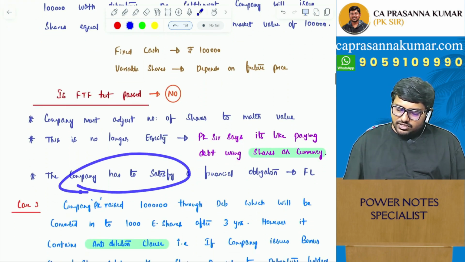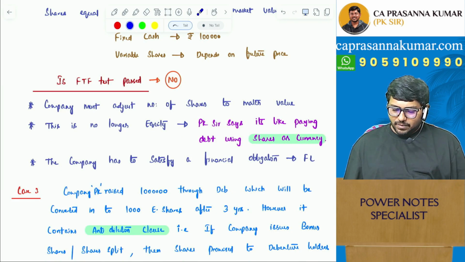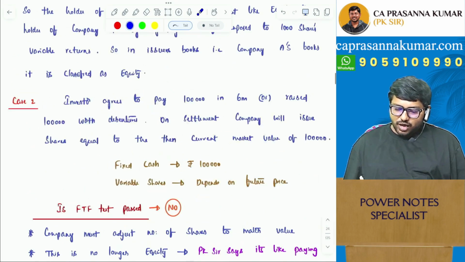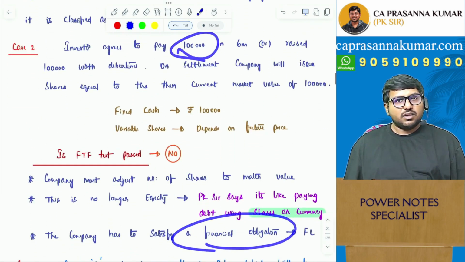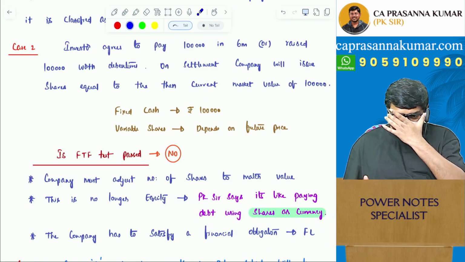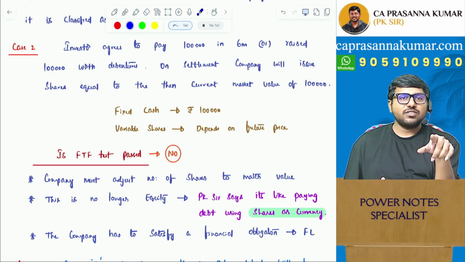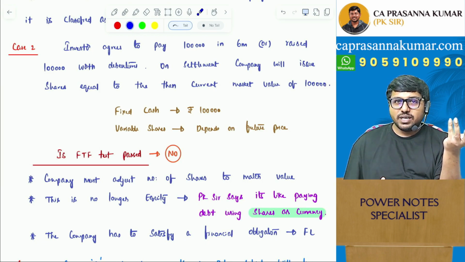You got the point? So therefore, it can no longer be classified as equity. So the company has to satisfy a financial obligation. Therefore, it's a financial liability. Got it? Chalo. What is a financial obligation? You have to repay this debt, na? You got the point. Repaying debt is a financial obligation. If you do that with a fixed number of shares, that's a different thing. In that case, it satisfies the fixed to fixed test because there is no obligation. You understand the point? Neither cash obligation nor amount obligation.